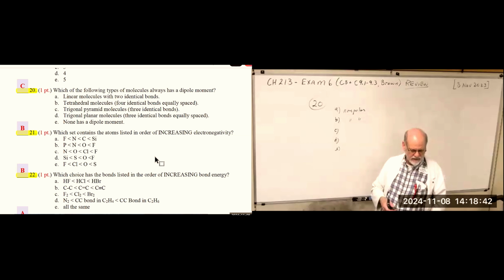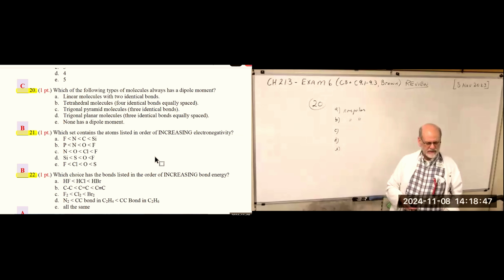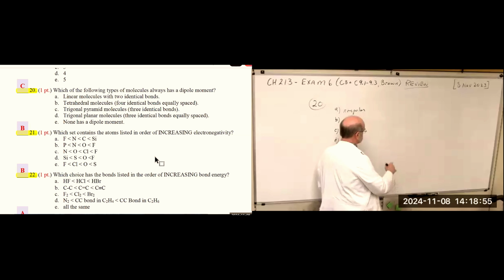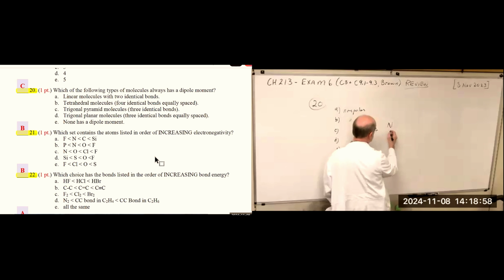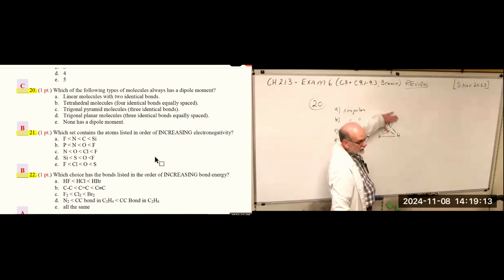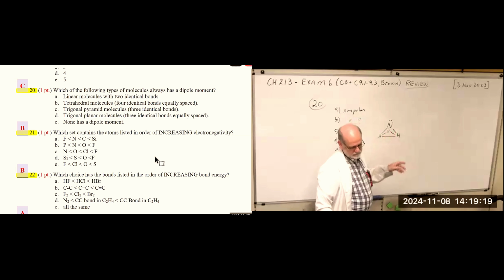Trigonal pyramid molecules, 3 identical bonds. How do you get a trigonal pyramid? That's not one of our regular structures. Ammonia is the best example. You've got a hydrogen in the back, hydrogens out here, they form that base, and then you have a lone pair up there. The trigonal pyramid is formed like that. Now these molecules will always be polar.